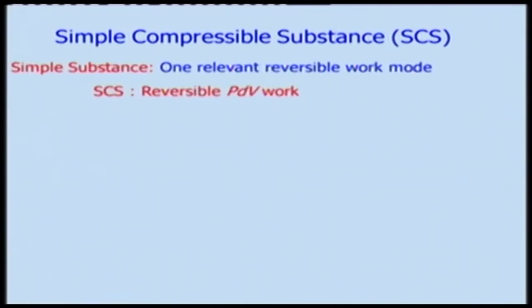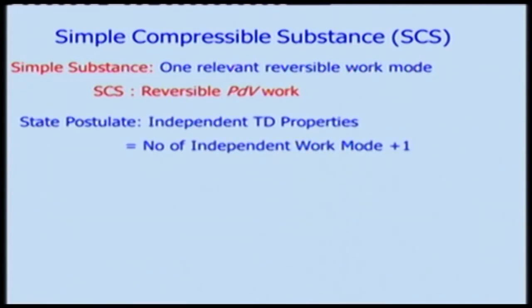So, let us look at the simple compressible substance, which we will be dealing with in this course. It is one in which only one relevant reversible work mode is used. As we know, the state postulate says that the number of independent thermodynamic properties that can be varied is equal to the number of independent reversible work modes plus 1. In the simple compressible substance, the reversible work mode is 1, so the total number of properties that can be varied independently is 2.